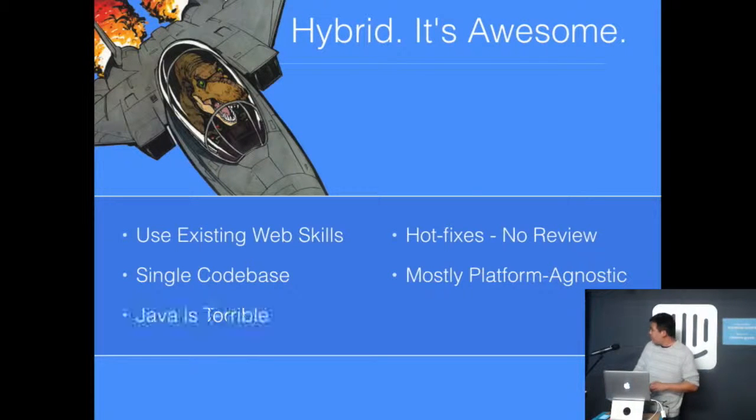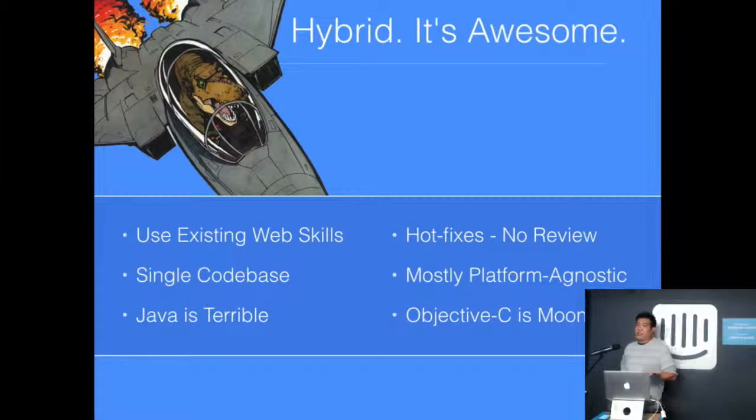All right. And then, of course, Java is terrible. And clearly, Objective-C was written on the moon. Right? Has anybody ever tried to do Objective-C development before? I have. I'll be totally honest, I actually kind of like Objective-C. Don't hate me. You can boo, just don't boo too loud, right? I actually do like Objective-C a little bit. But yeah, JavaScript obviously is a lot more accessible for a lot of developers, right?